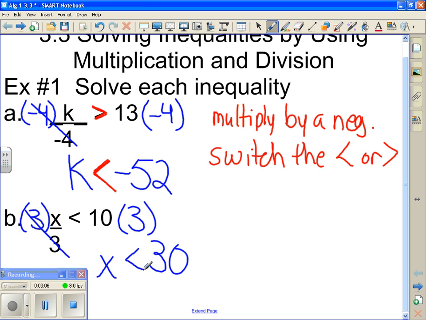No, because the number you multiplied this time was positive. So there's no reason to switch the less than. You only switch the less than if the number you multiply by is negative. And this time it was positive 3. So leave it as a less than. Okay? Very good. Let's move on to C.